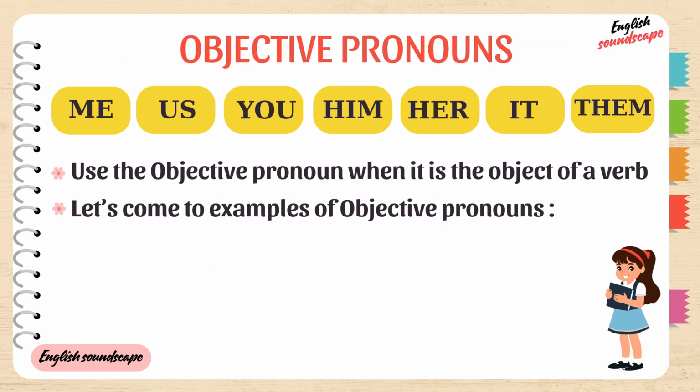Objective pronouns. Me, us, you, him, her, it, them. Use the object pronoun when it is the object of a verb. Let's come to examples of objective pronouns.